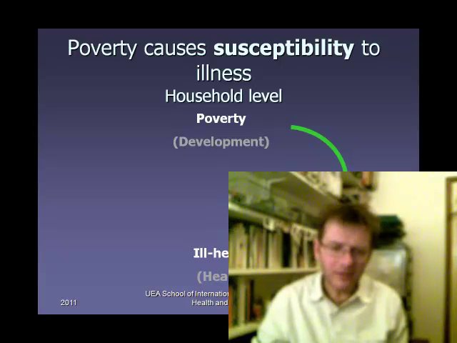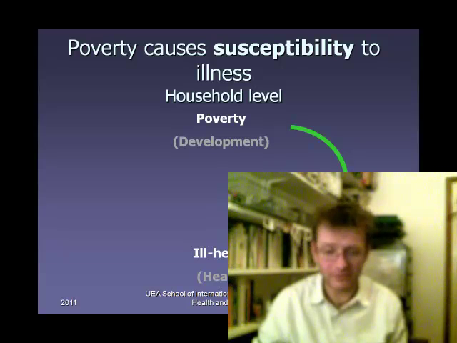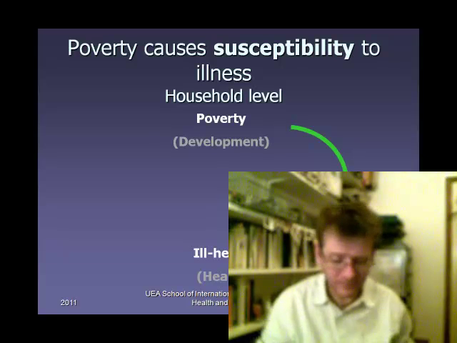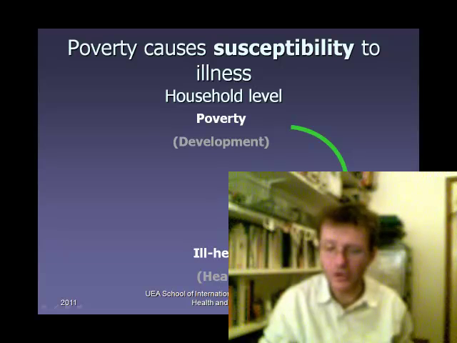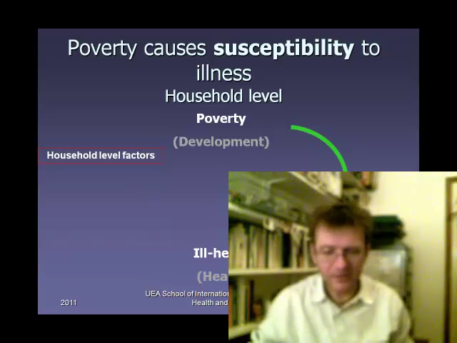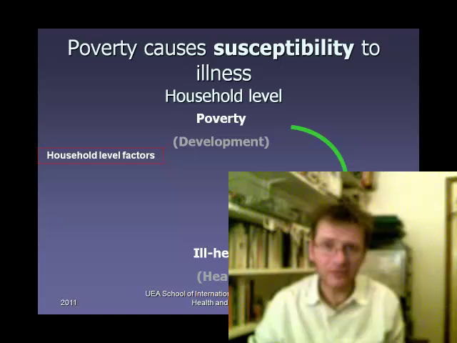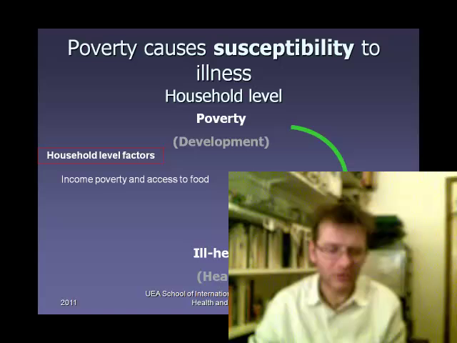So let's look at susceptibility in a little more detail, and we'll start by looking at how poverty causes susceptibility to illness at the household level. So here we have poverty, and it's moving through with the green arrow to the notion of susceptibility to illness, or risk of disease, or becoming ill, through to ill health. Now, at the household level, what factors contribute to susceptibility? How does poverty cause ill health?